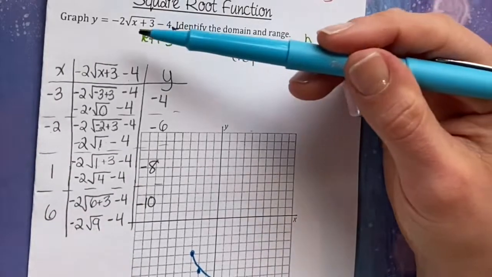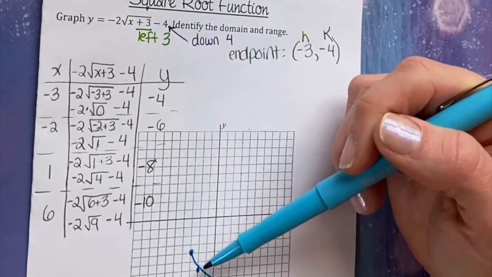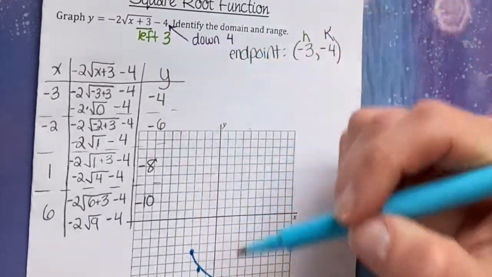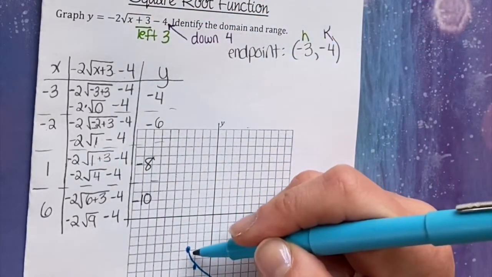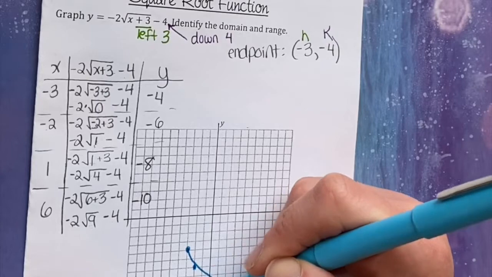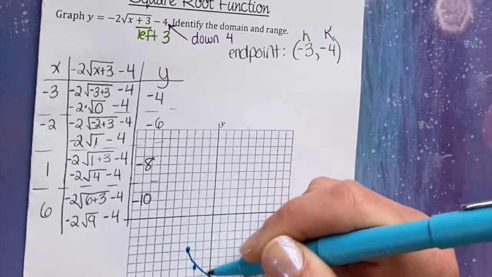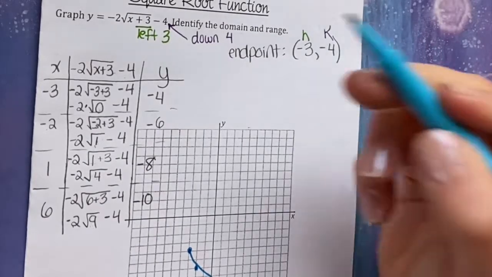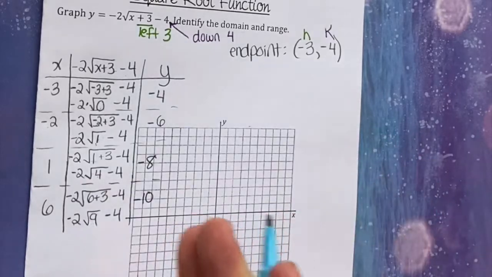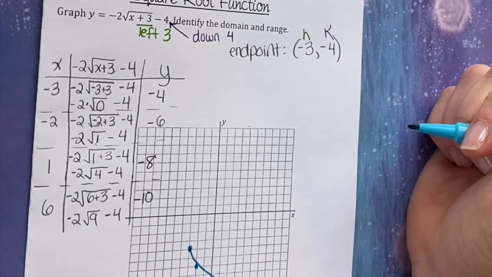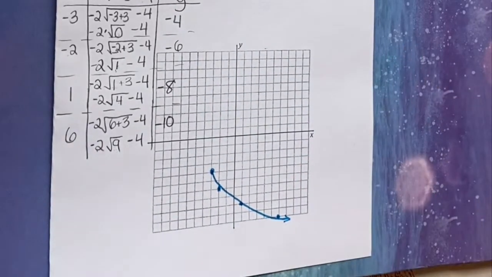Going back to the transformations for a second though, so we talked about how the negative affects the direction. It's going down instead of going up. The 2 made this a little bit of a steeper curve. Okay, it's not as flat as the parent function was. H and K moved our endpoint and the whole graph over and down. So now let's talk about the domain and range.